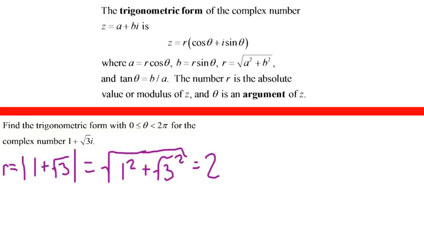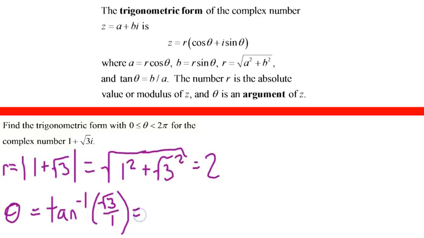Next thing we need to do is find theta, or the argument. Theta is going to be equal to the inverse tangent of b over a. Our b value is radical 3 over 1, which is our a value. Using your unit circle, you know that theta is pi over 3.